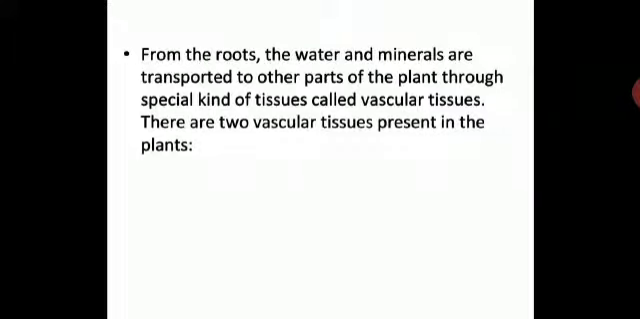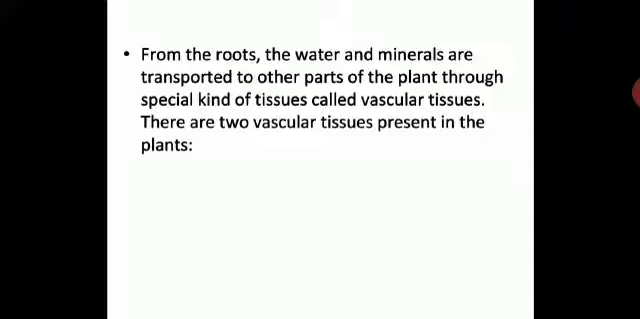Now please write, we need to understand in detail about the transportation of water and food in plants. Let us see. From the roots, the water and minerals are transported to other parts of the plant through a special kind of tissue called vascular tissues. So these are the special tissues as I have discussed. Xylem and phloem are tissues made up of cells which help in the transportation.